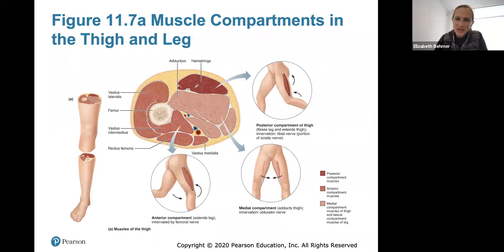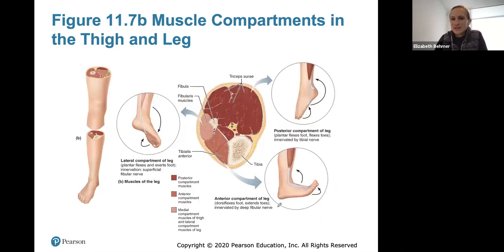So here's just a look at the hamstrings in the back part of the thigh. They will flex the leg and extend the thigh, so doing this action. Here's a look at all your quadriceps muscles on the anterior side of the thigh, and they will all extend the leg. That means to kick it out. Here's the medial compartment muscles, which will help to adduct the thigh or bring it back.